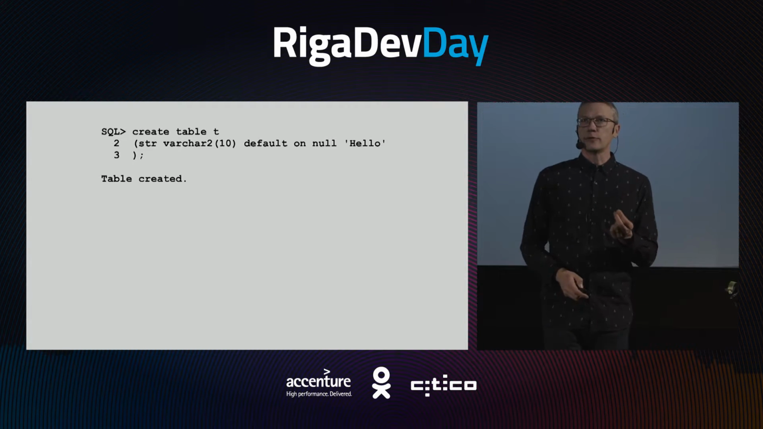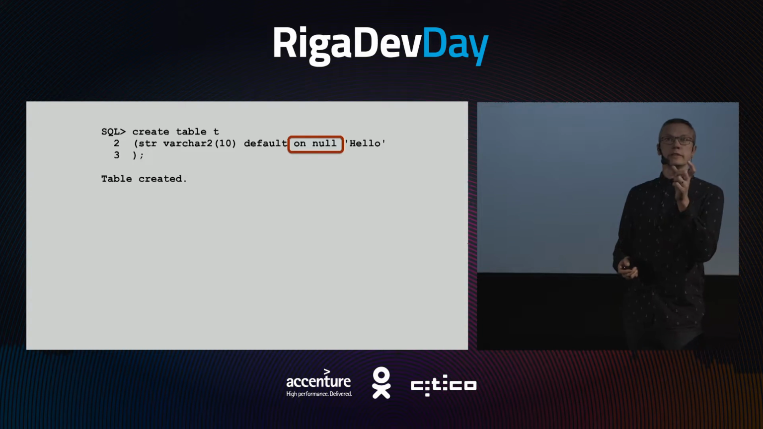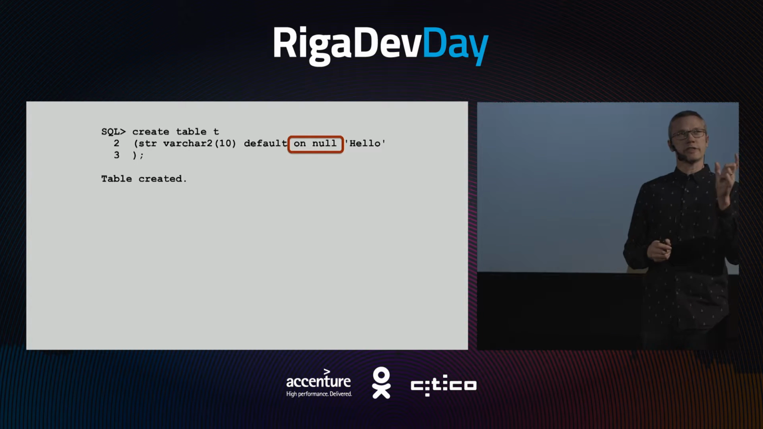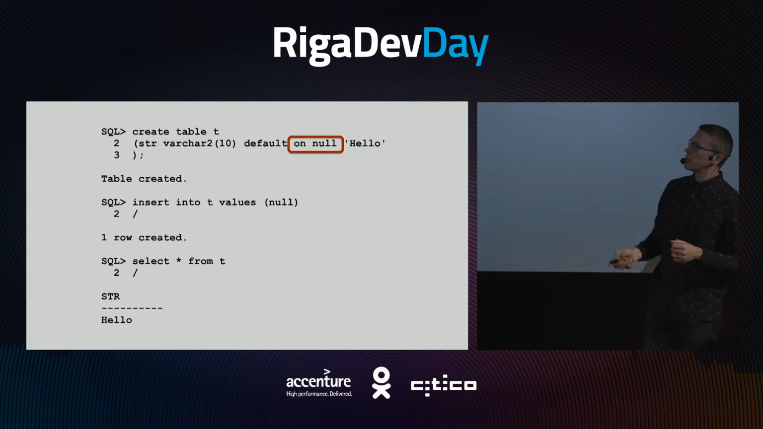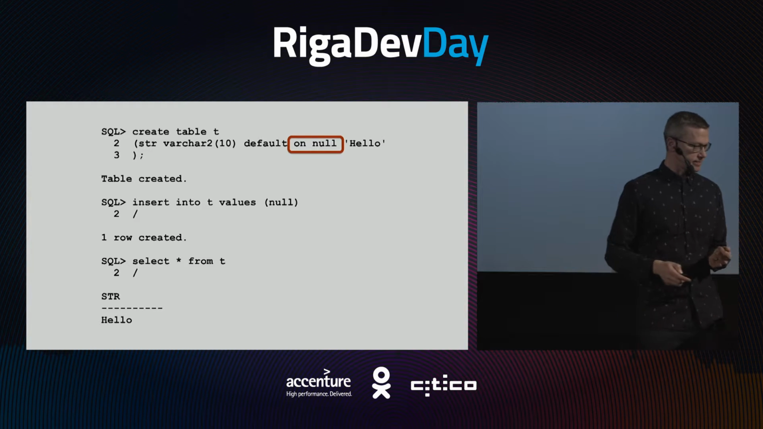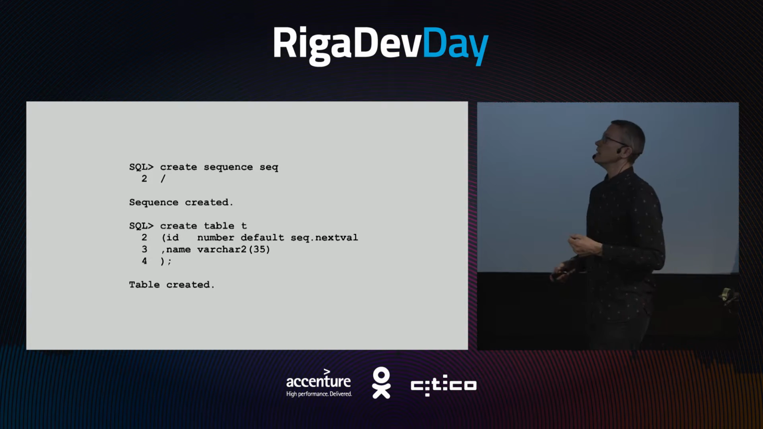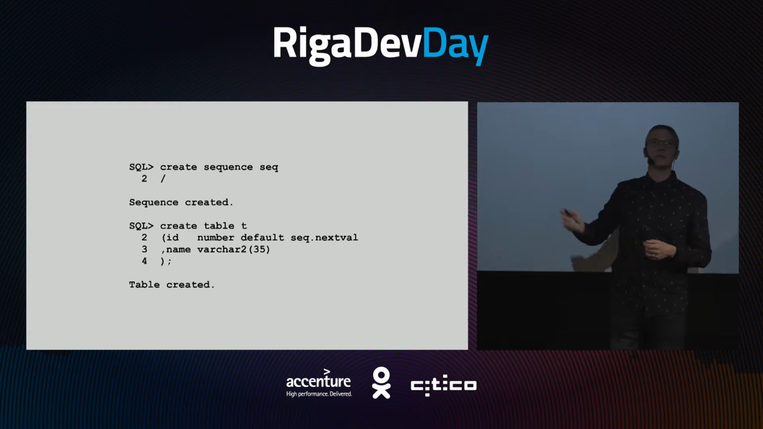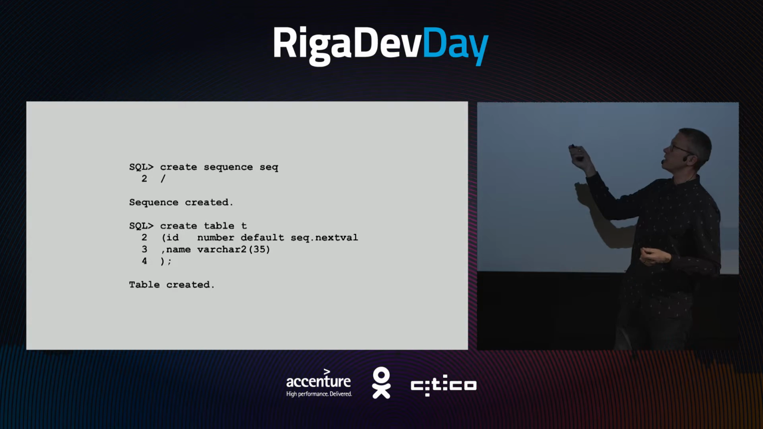In 12, they enhanced the default values using the on null clause. So it will use a default value when a null is inserted into the table. So if you insert null, it will populate it with that default value of hello. And I thought that was nice. What's also really nice is this default clause. You can also use it to populate from a sequence. So you create a sequence and use default sequence nextval.